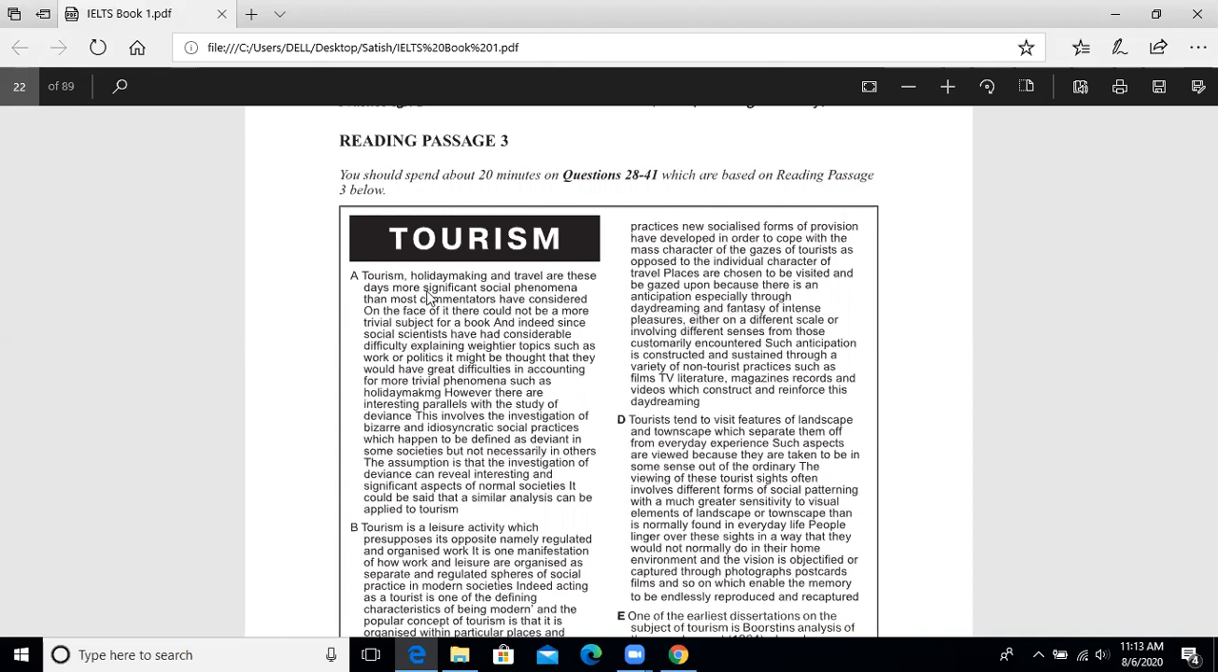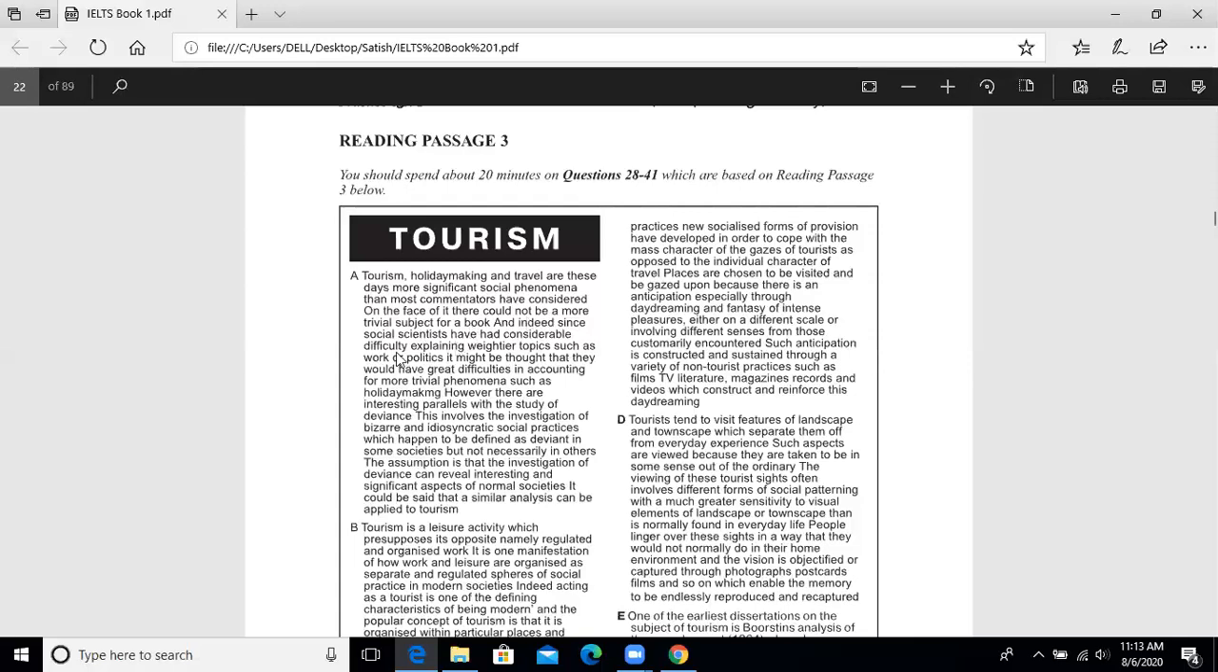Significant means it's important. Okay, now on the face of it, there could not be a more trivial subject for a book. If you want to name it something else, it might be difficult to have some other name. That's what they're trying to say.